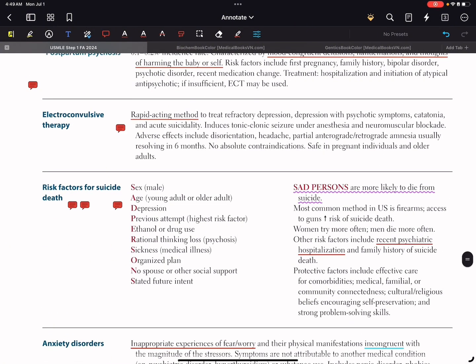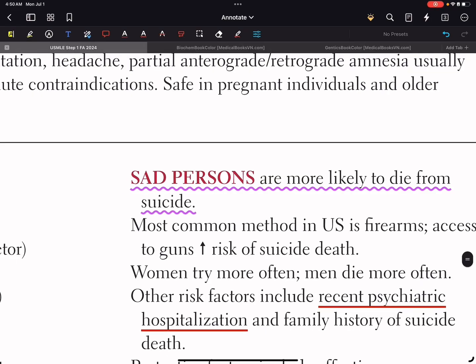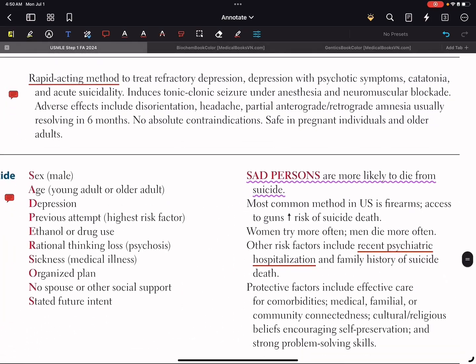Risk factors for suicidality: SAD PERSONS. Sad persons are more likely to die from suicide. S for sex, male sex. A for age, young adults. D for depression. P for previous attempts. E for ethanol or drug use. R for rational thinking loss.